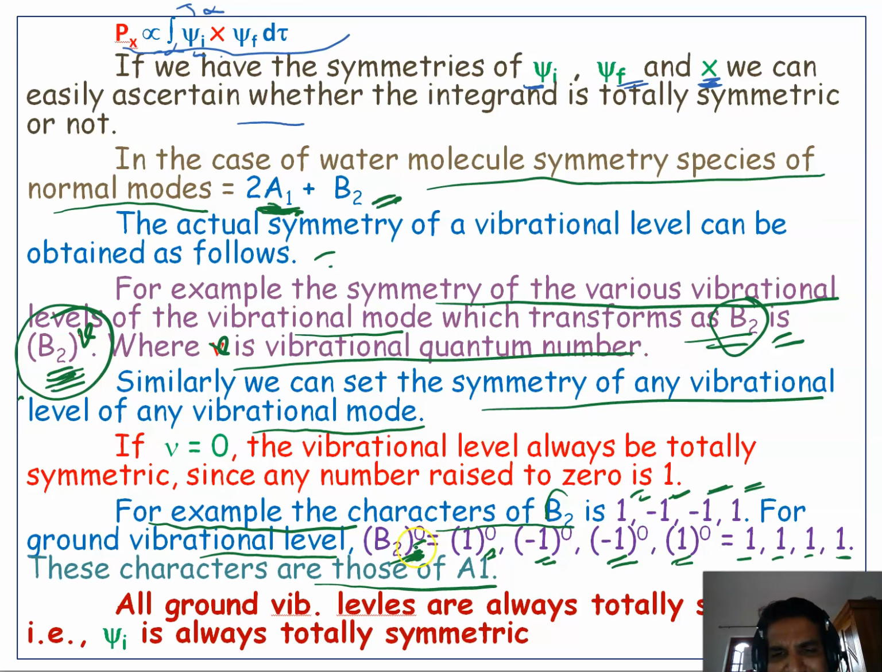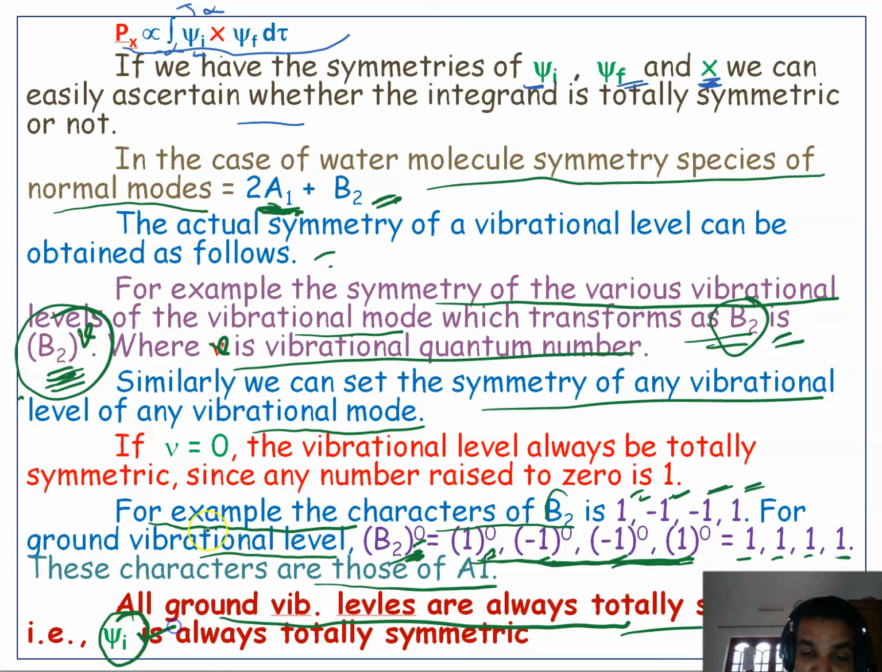Okay, so for any mode, whatever be the mode, we get an equation like this, where the characters are raised to 0. Any character raised to 0 is equal to 1. Therefore, it is a very important point: the ground vibration level of any mode is totally symmetric. That is, psi I is always totally symmetric. Psi I is the initial level. That is the ground level. The initial level is always the ground level.